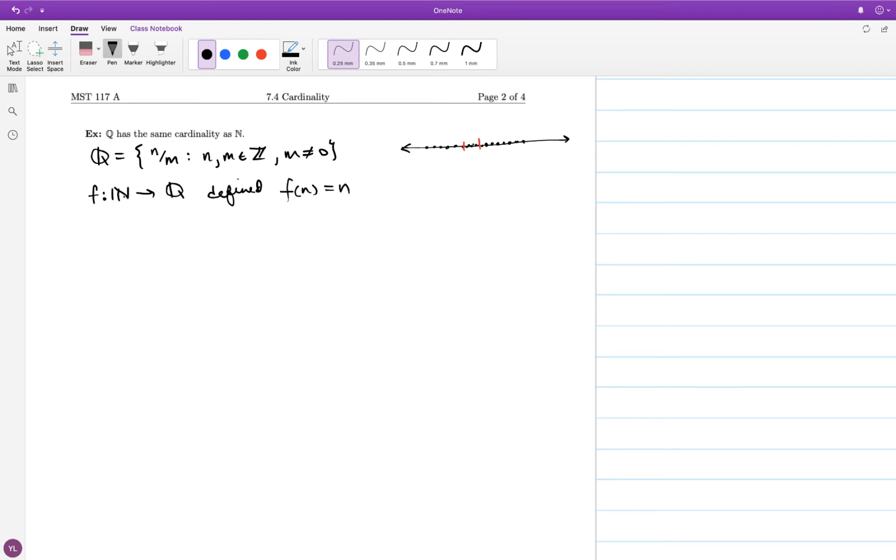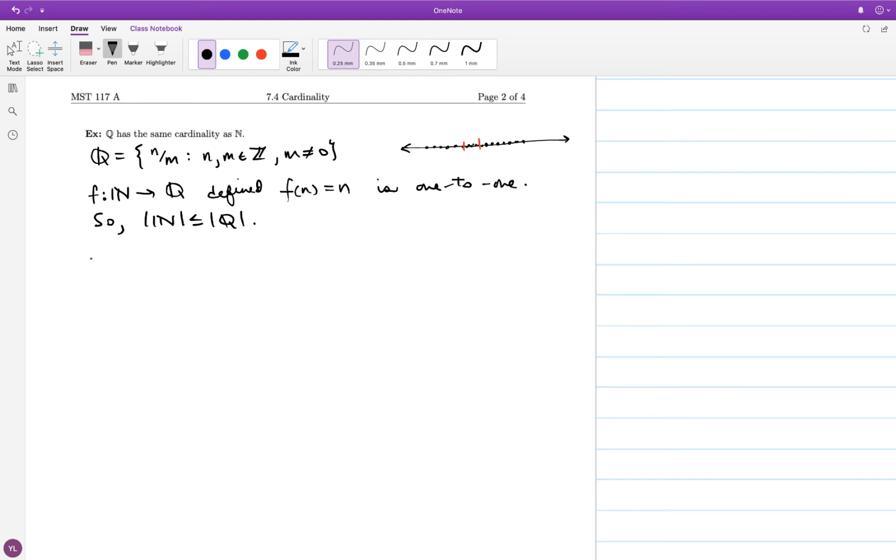So any natural number is already a rational number. So this is a perfectly good map, and it totally is one-to-one, right? So I know from that the cardinality of the natural numbers is less than or equal to the cardinality of the rational numbers, right? That's the definition of this statement right here.